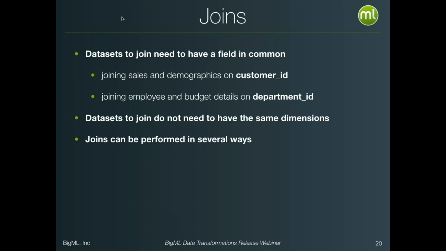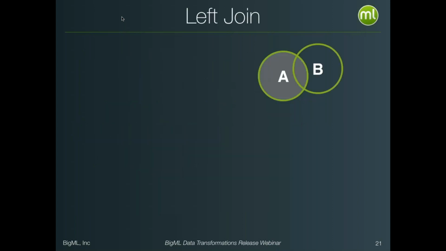Okay, now the data sets that we're joining, they don't need to have the same dimensions. They can have a different number of columns, a different number of rows, no problem. Joins can be performed in several ways. We've got a left, a right, an inner, and an outer, and there's actually even more than that if you go down the SQL rabbit hole. So let me give you a quick overview of what some of these join terminologies are referring to. Okay, so when we're talking about joins, we like to talk about data set A and B, and we're always talking about joining, taking A and joining B.